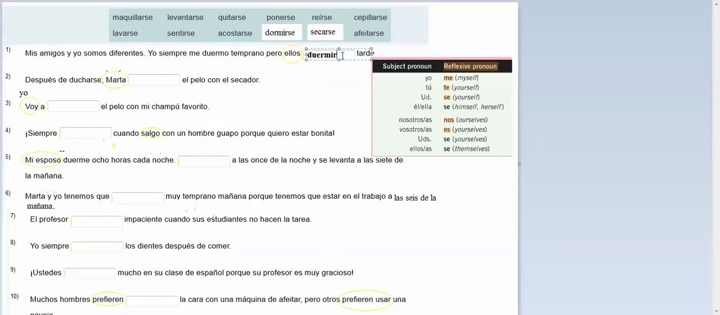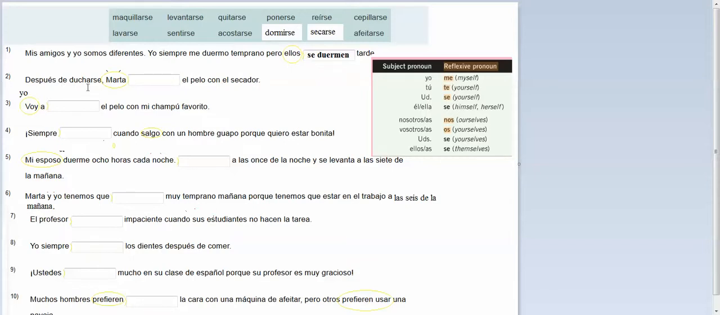If they is the subject, you're going to take this off, making an en, but then who is falling asleep? They are. You're going to pick the reflexive pronoun that matches your subject. In this case, it is se, and it's supposed to go in front of your conjugated verb. So that's how you do it. Se duermen.